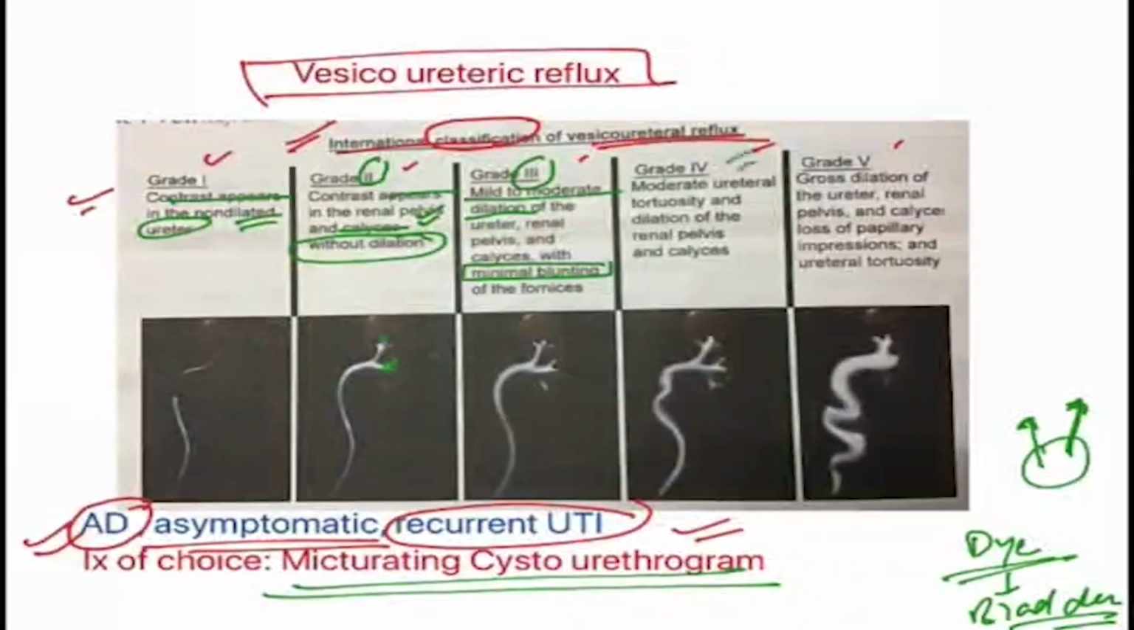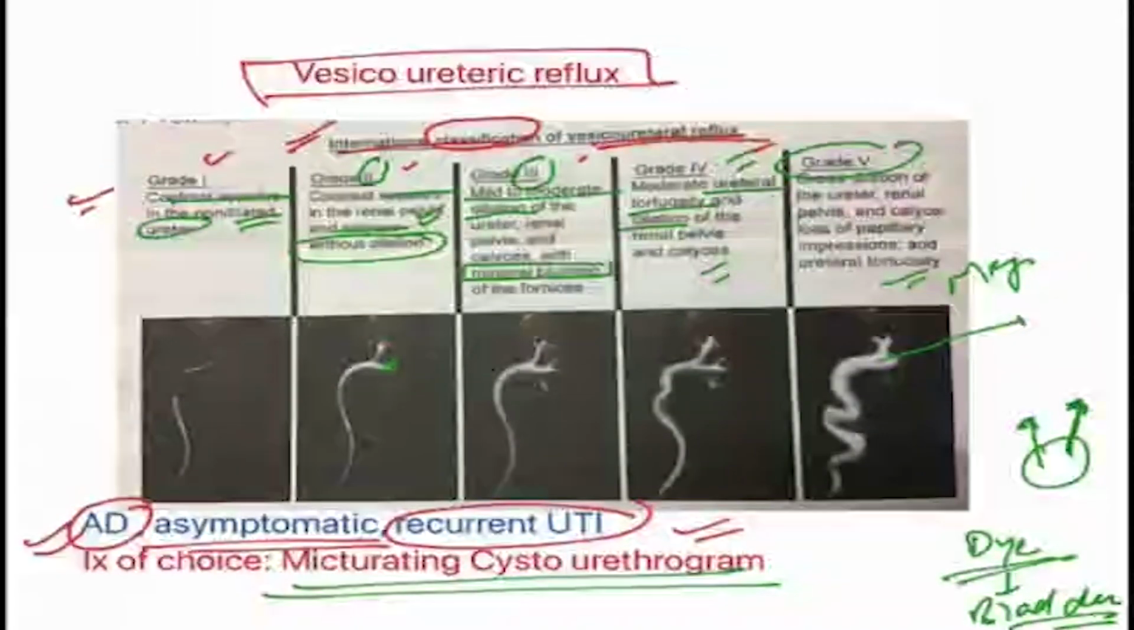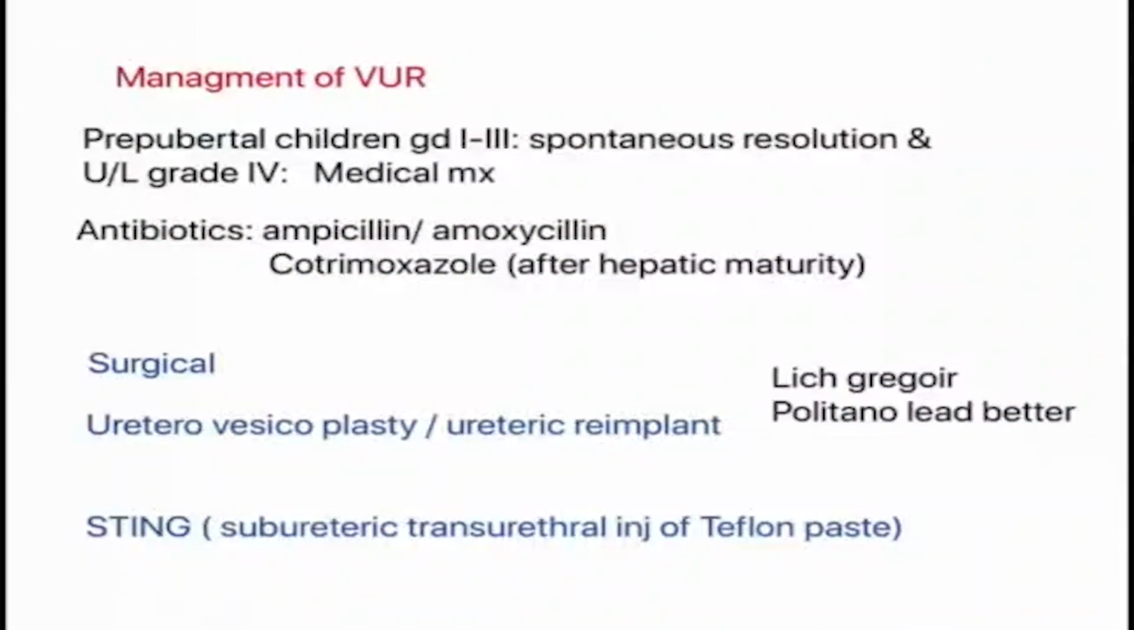In grade 3 mild to moderate dilatation is present, with minimal blunting of the fornices. In grade 4 ureter tortuosity and dilatation is present, and in grade 5 it is megaureter, so complete dilatation with calyceal blunting is present. So this is the vesicoureteric reflux classification.